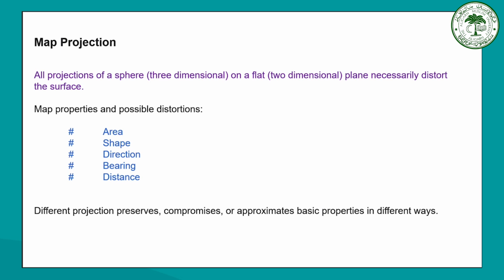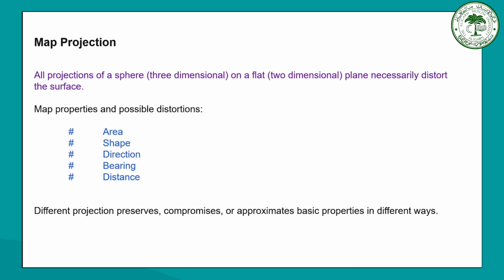The choice of projection depends on the purpose and use of spatial information. So all projections of a sphere, that is the three-dimensional representation of the spherical Earth on a flat two-dimensional plane, are necessary. When we try to do this, they distort the surface and map properties, and there can be different kinds of distortions possible in a map. These distortions can be in the form of area distortions. Some areas might appear large and some areas might be represented as smaller than their actual size on the Earth's surface, because of the selection of projections. There might be distortions in shape also, and also direction, where the choice of projection may result in some kind of distortion in the directions and also distance.